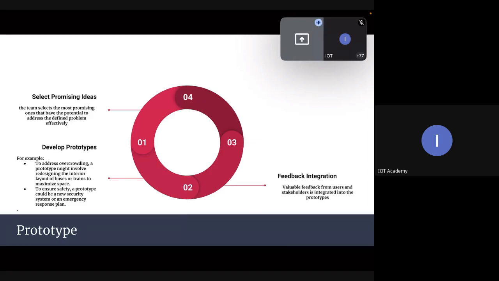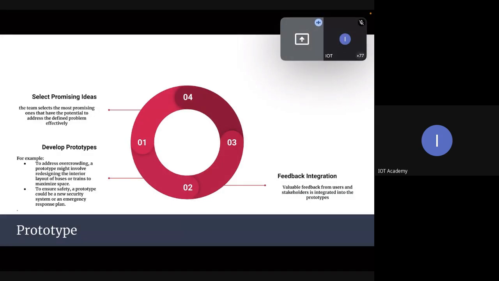Then comes the feedback. Now you have your low fidelity prototypes ready. That means the first draft of the prototype, whatever you are making, is ready. Okay, you have all your research done, and you say, okay, I want to make an app which will ring an alarm whenever there is a problem or a safety concern for a woman. So you have all the research done, you give this to your users, and you want their feedback.